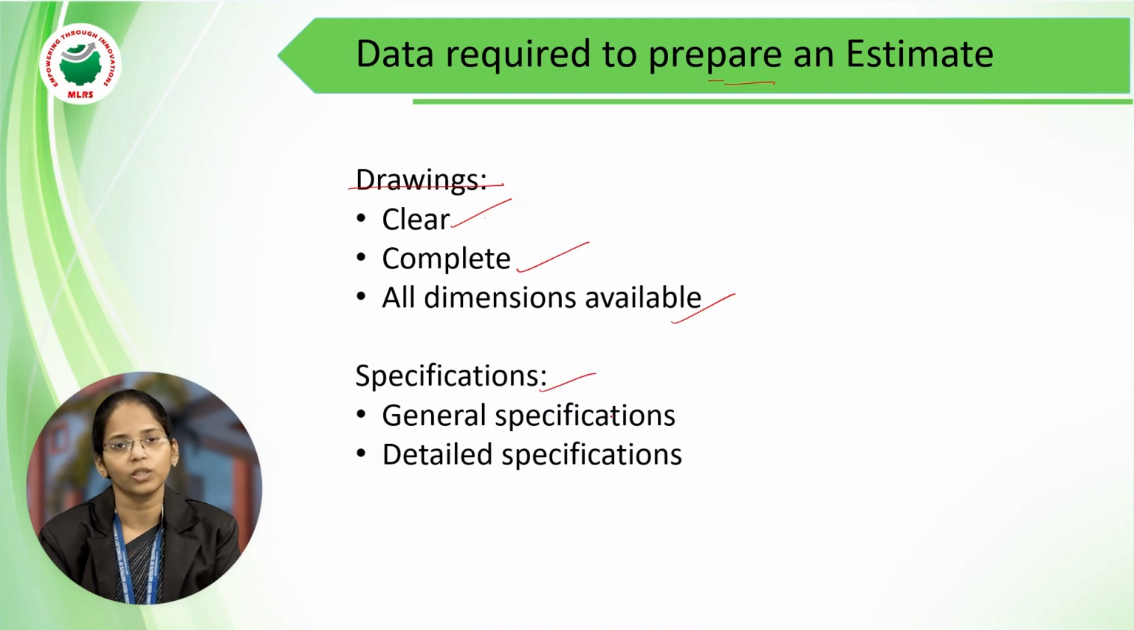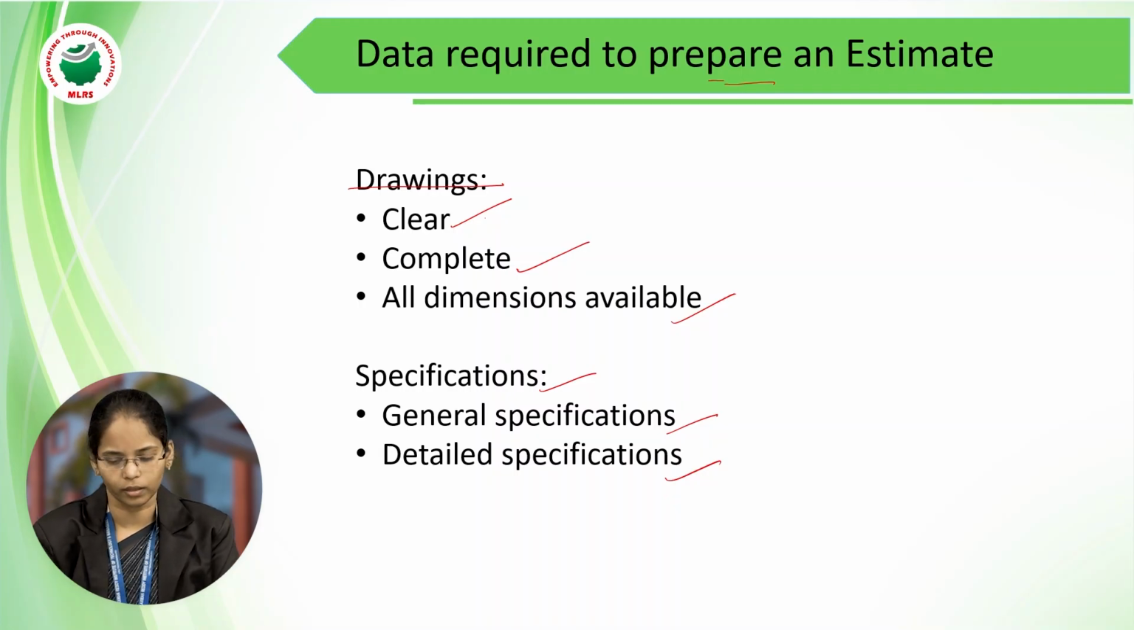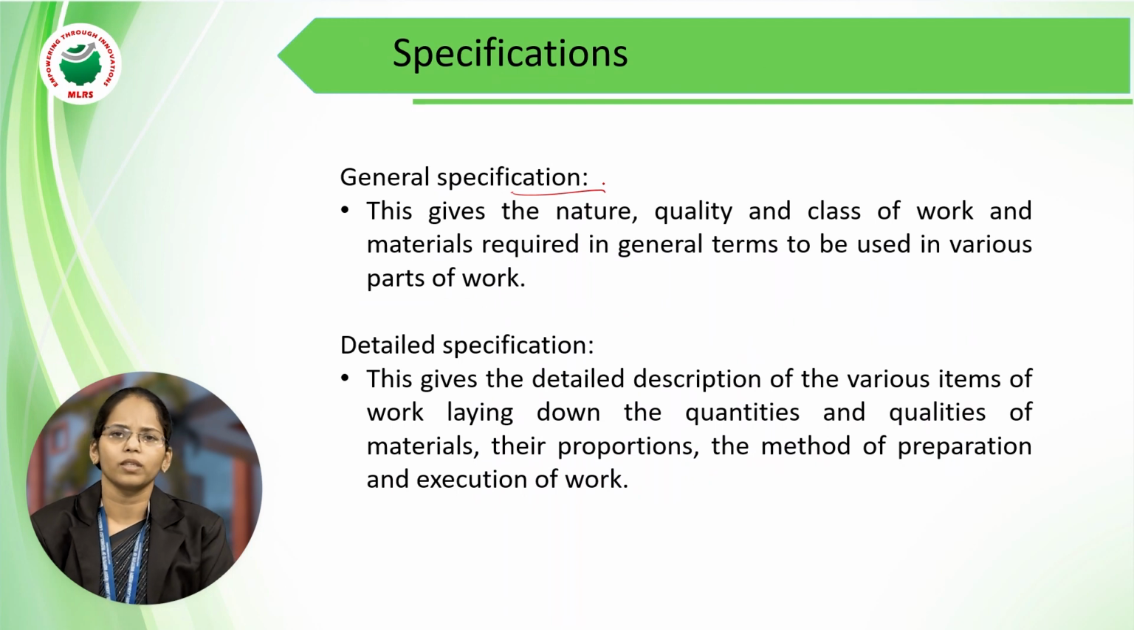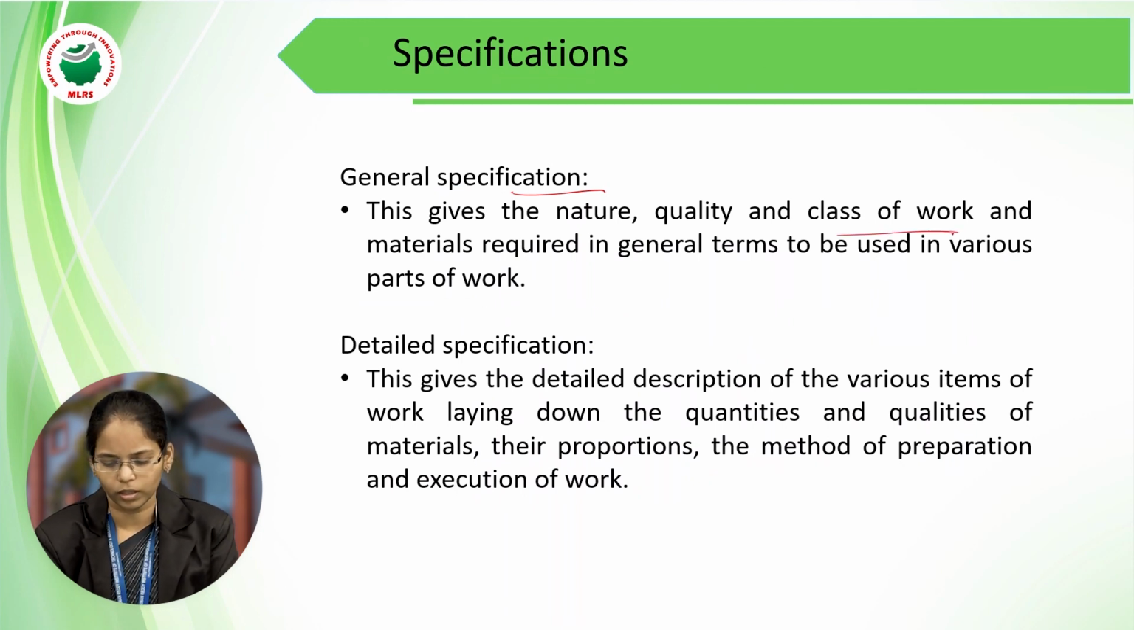And next, the specifications which are required. Those are general specifications and detailed specifications. There are two types, let's see what they are. First, the general specification. General specification means class of work, nature, and quality in basic terms. For example, for foundation this, for superstructure this, for plinth area like this. Only the class of work will be defined in the general specification.